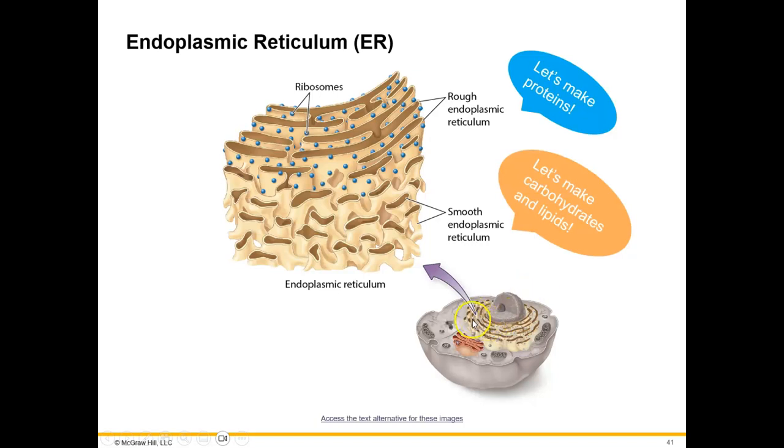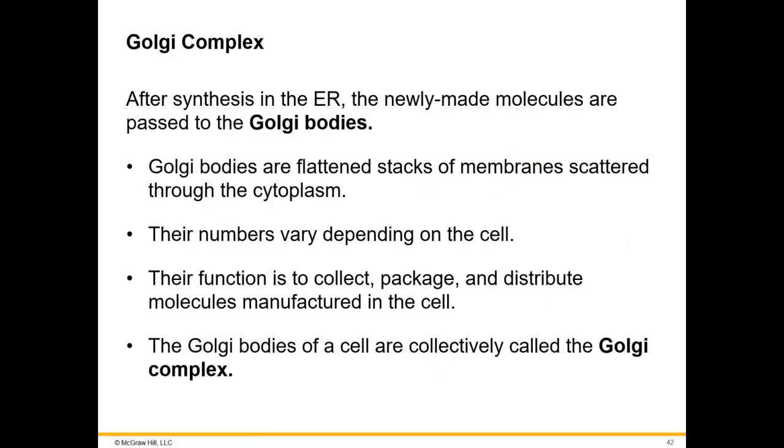After the rough and smooth ER, you'll see the Golgi complex here, where we go for packaging and distribution. The Golgi bodies are also known as the Golgi complex, and the newly made molecules are going to end up here. That's so they could go into the flattened stacks of membranes that are scattered through the cytoplasm and be collected, packaged, and distributed to different areas of the cell. When we're talking about all of the Golgi bodies within a cell, we're talking about the Golgi complex.